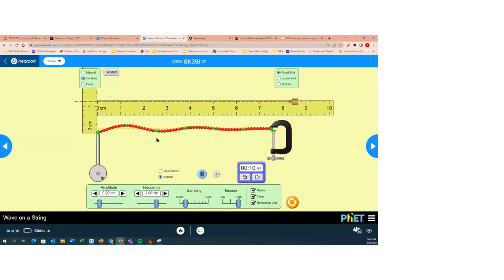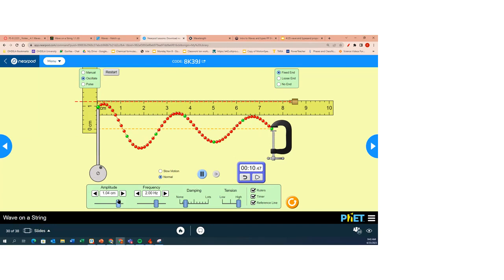So 20 divided by 10 gives me 2 waves per second, or 2 hertz. Okay, and I can adjust the amplitude. Now notice the amplitude goes higher, but it does not make the frequency go higher, right? So I can make the energy, this is just a more energetic wave, more energy in the wave, but it's still 2 waves per second.